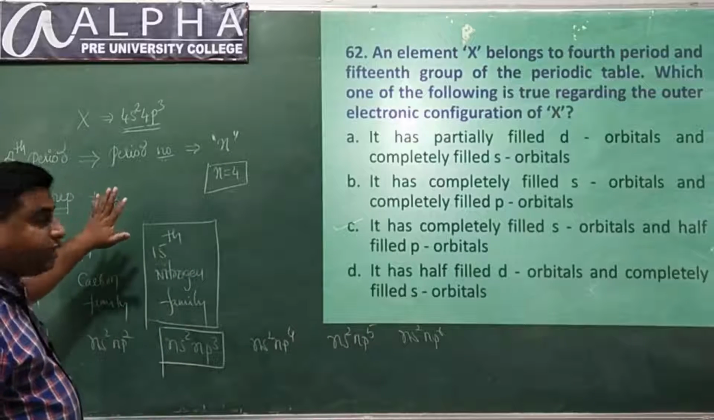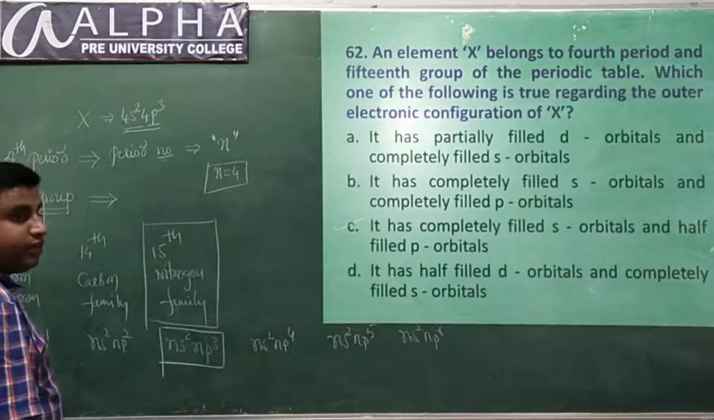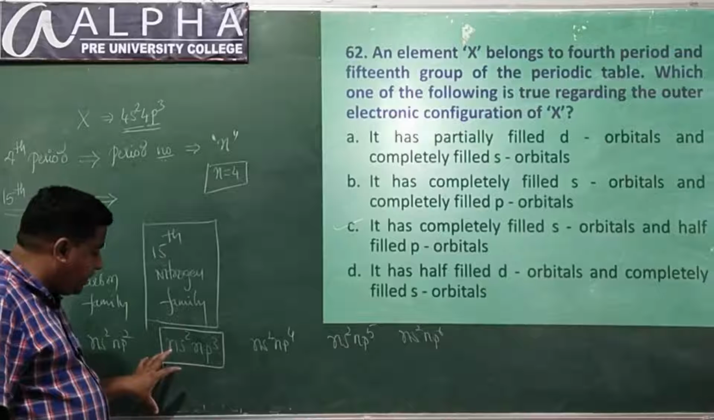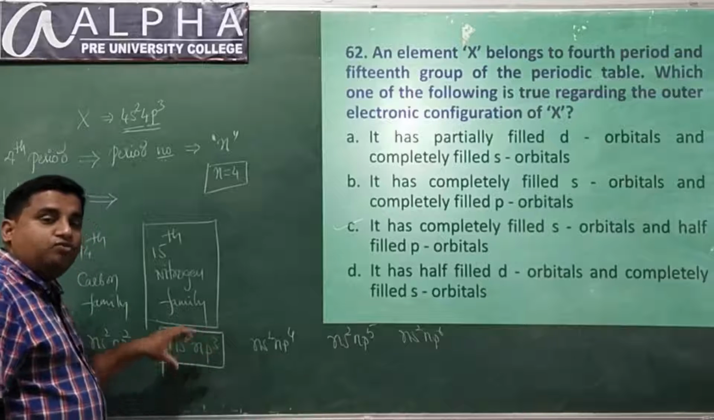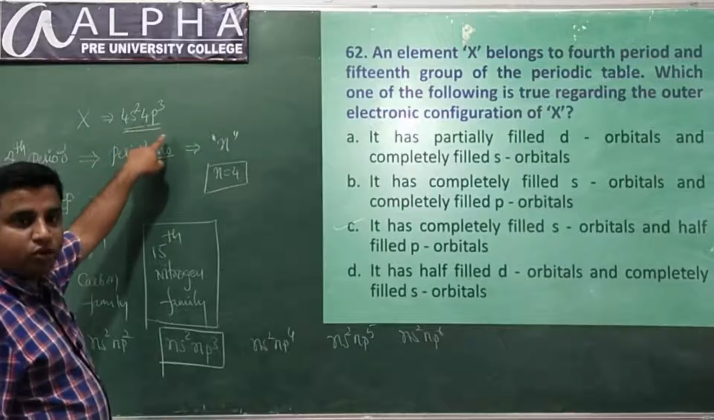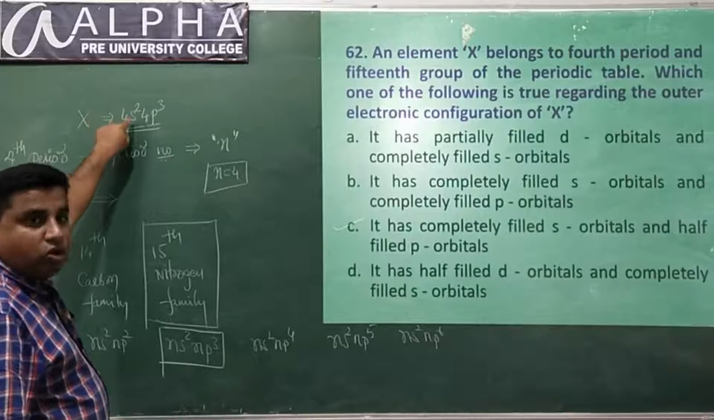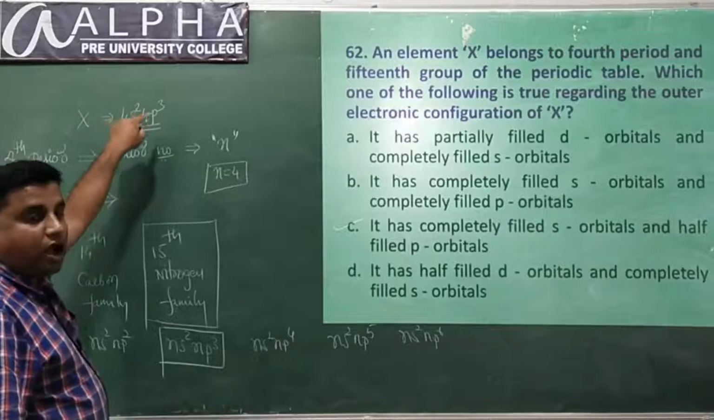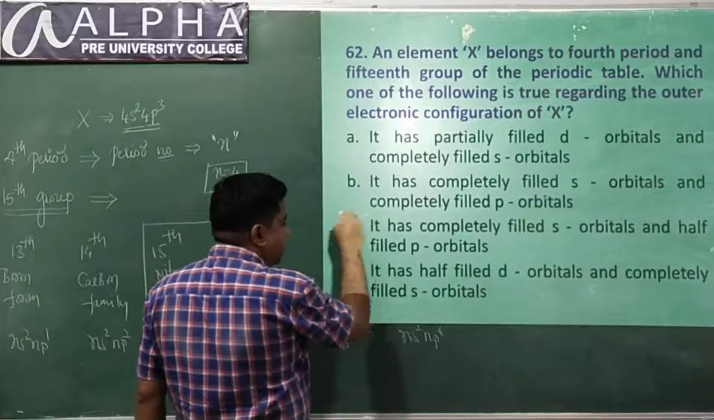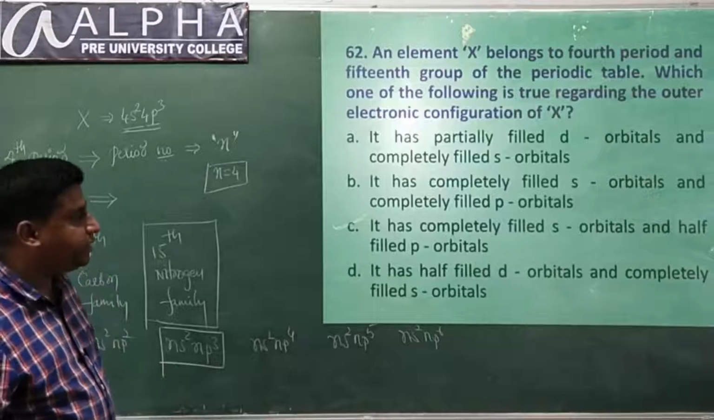Okay, did you understand? Fourth period, 15th group. 15th group, nitrogen family. General outer electronic configuration, ns2 np3. Fourth period means n value is 4. Therefore, it should be 4s2 4p3. Completely filled s orbital but half filled p orbitals. So the answer is option C, no doubt in it. Okay, next question.